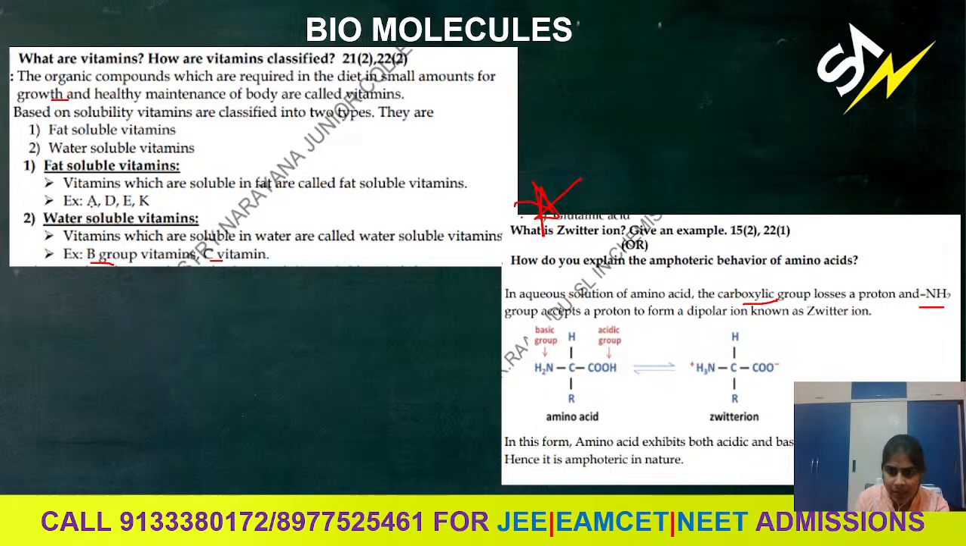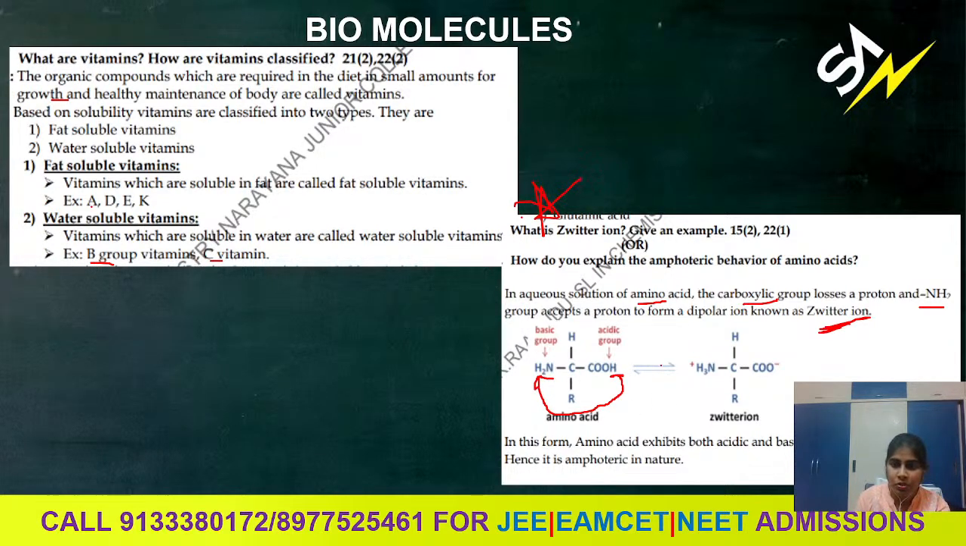you can see in this picture, in the definition, in an aqueous solution of amino acid, the carboxylic group, that is the COOH group, loses one proton and this proton is taken by the NH2 group. Then there will be formation of two charges in a molecule, that is, we have COO minus charge and NH3 plus charge. These two types of charges are present in a single compound. That type of ionic formation is known as Zwitter ion. You can observe this in amino acids. So remember the amino acids also.